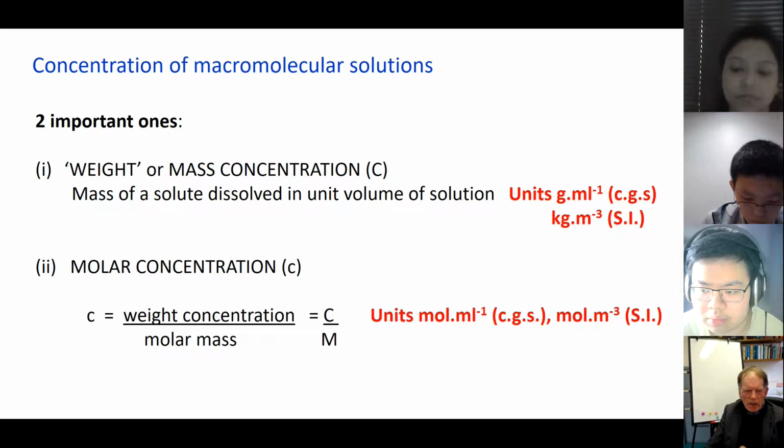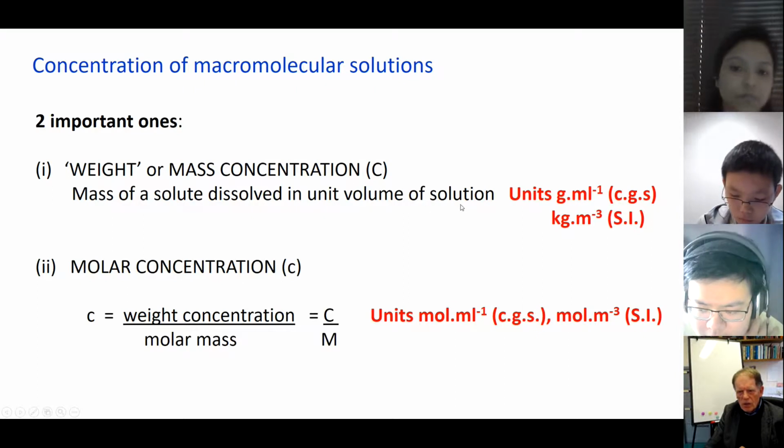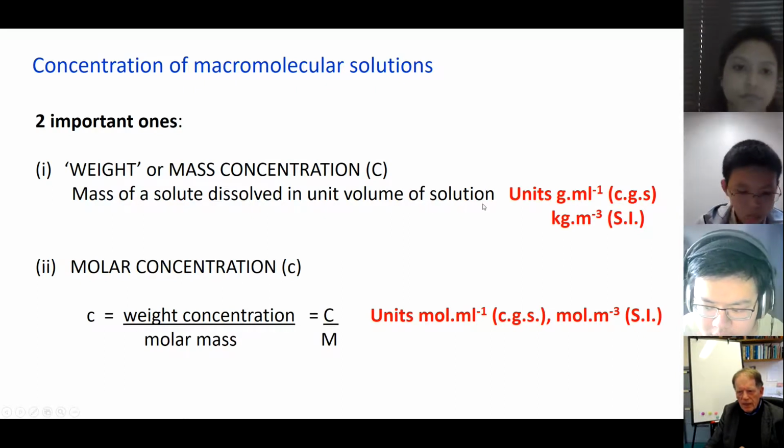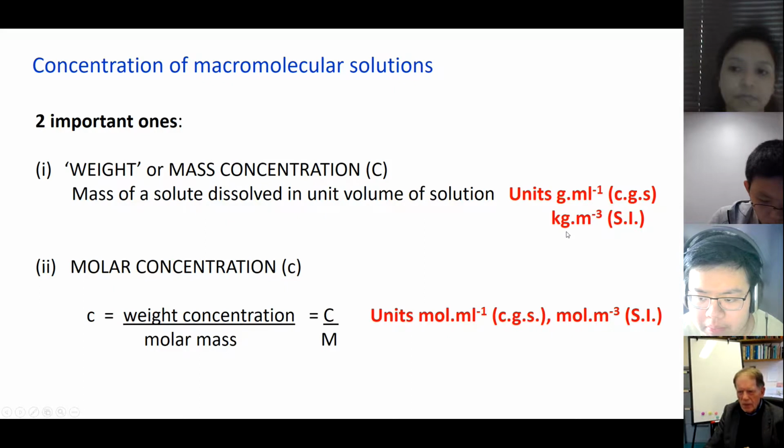Well, there's two main ways that we concern ourselves with here. One is the weight or mass concentration, usually with the symbol capital C, though that can vary. That's defined as the mass of solute dissolved in unit volume of solution. And the SI units are kilograms per meter cubed, but again, when we're dealing with molecules and macromolecules, this is rather an inconvenient set of units.